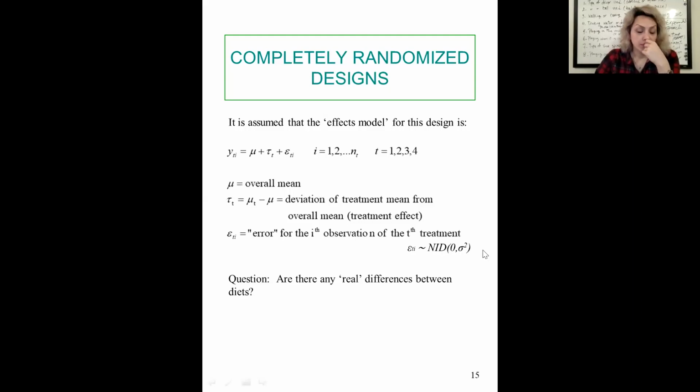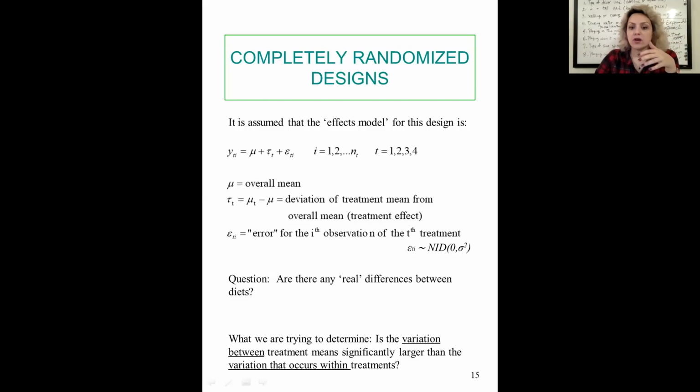But the question that we have here is: are there any real differences between the diets, between these treatments? What we are trying to determine is whether the variation between treatment means is significantly larger than the variation that occurs within treatments, inside the treatments. So the variation between, for example, diet A and B is significantly larger than the variation that happens inside A or inside B.